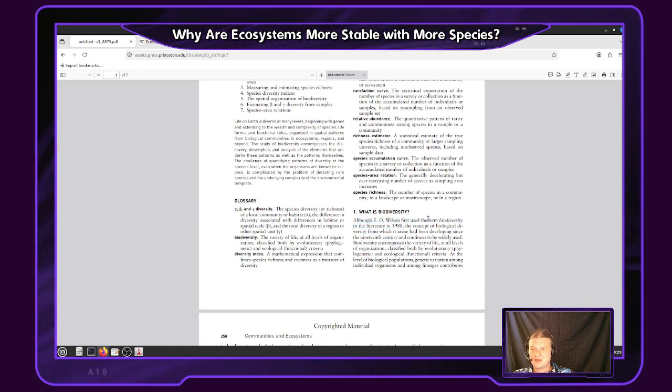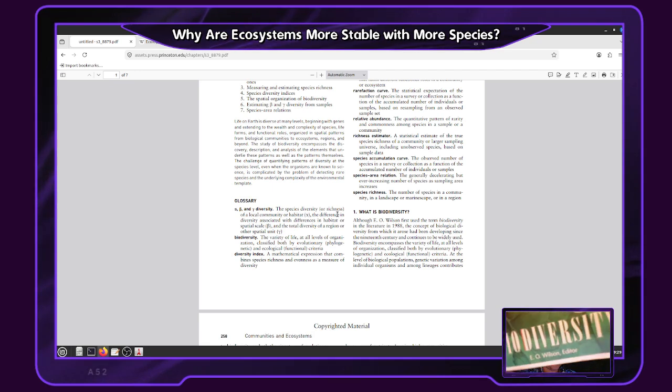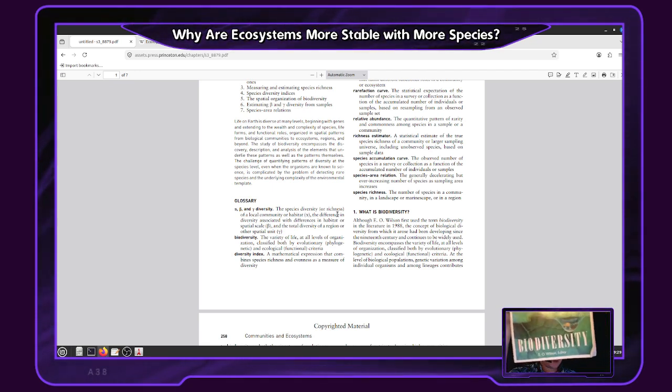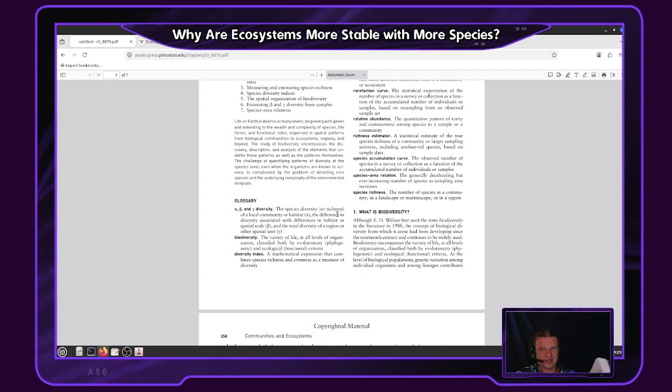So although E.O. Wilson first used the term biodiversity in the literature in 1988, I got curious about that line. We read it last week. I actually went to the library and I found the book, E.O. Wilson editor, Biodiversity. And I think this would be a good source to add, right? There's some good information in here, certainly.